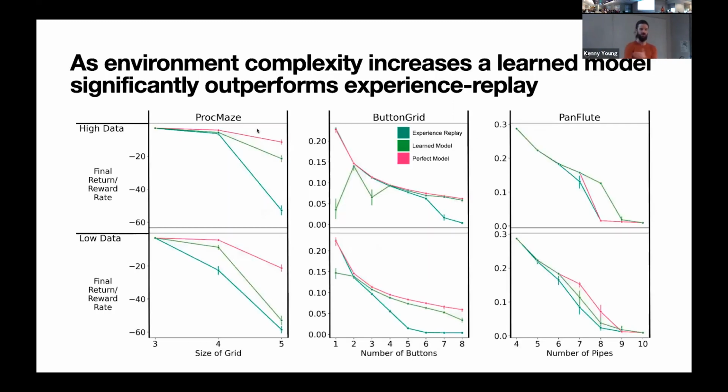What we see is that as we increase the environment complexity, there's some point where the experience replay alone starts to fail quite dramatically, and the learned model continues working for some period of time after that. We also include a perfect model for comparison, which is the same algorithm, but the agent doesn't have to learn the model anymore. And yeah, one last interesting thing here, in this pan-fluid environment, we actually saw the learned model outperform the perfect model.